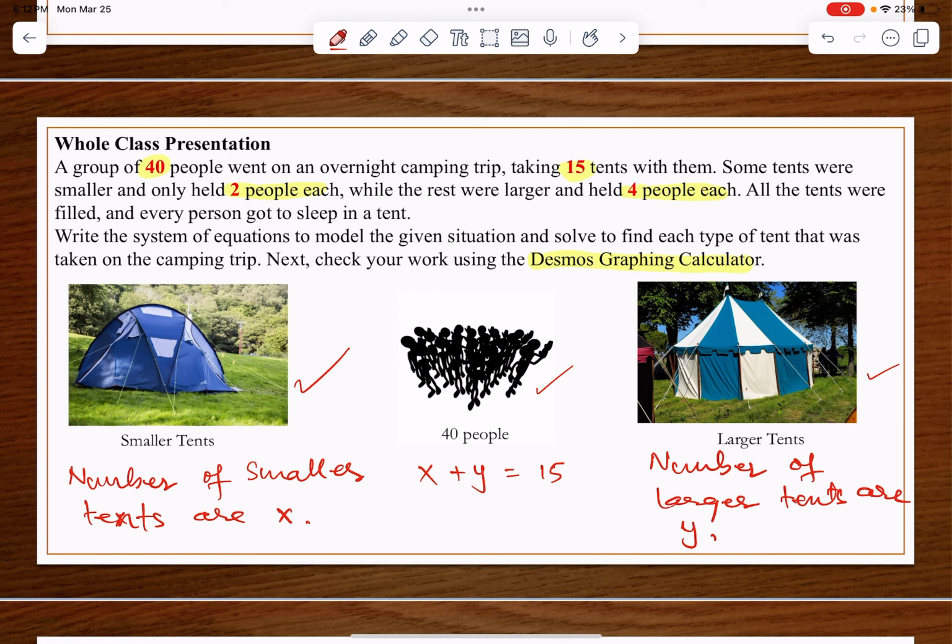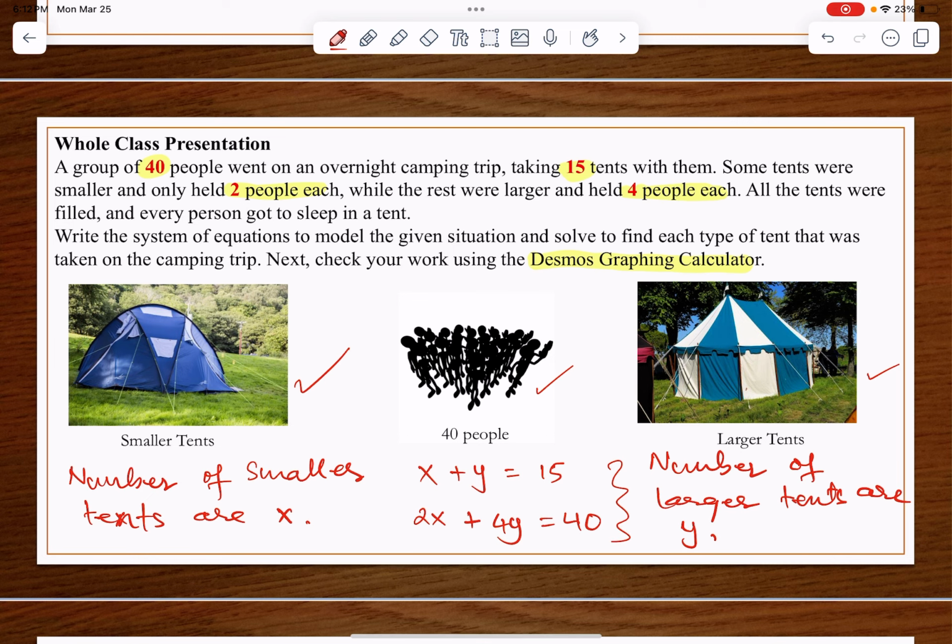Next, we have x number of smaller tents, and each can hold 2 people. So that means we have 2x people in smaller tents plus, each larger tent can hold 4 people, so there will be 4 times y people in larger tents. That gives us the total number of people, that is 40. So we got our system of equations.